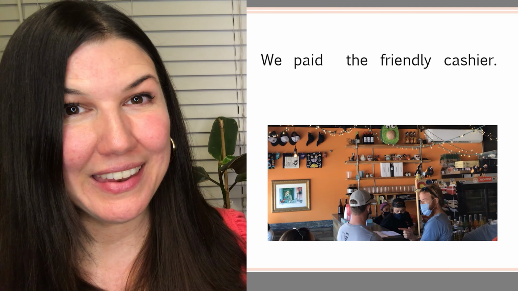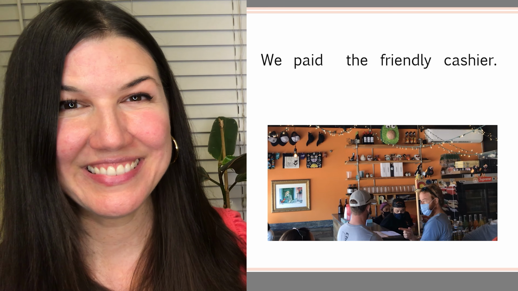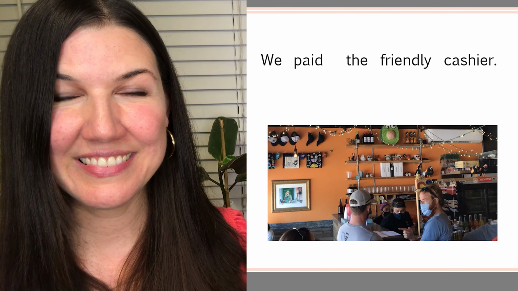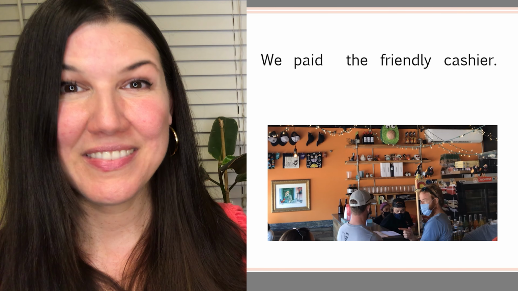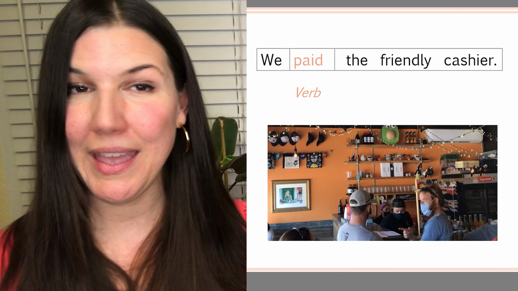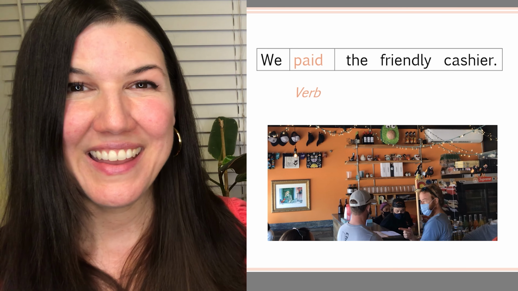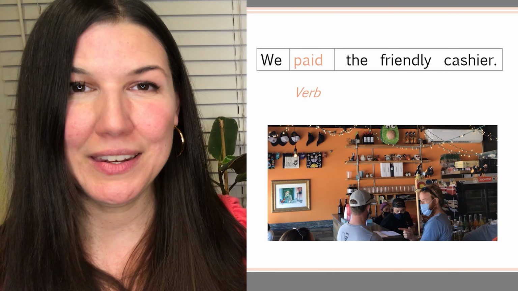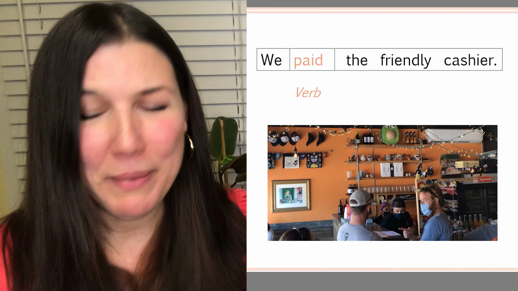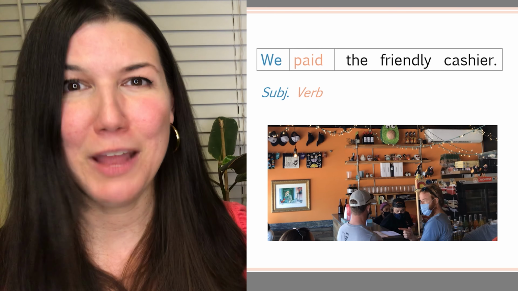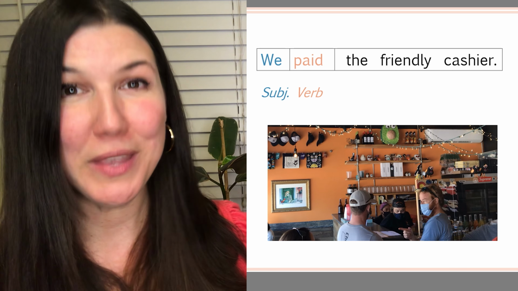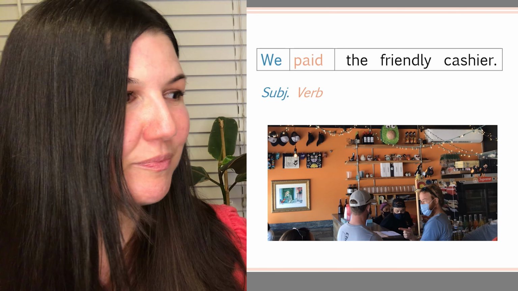Then we paid the friendly cashier. We're going to find the verb first. Paid, because it can change tense, change time. Will pay, pays. And the subject, who paid? We paid, right? The cashier did not pay, unfortunately, at this restaurant. They did not pay for us. We paid. We are the subject.